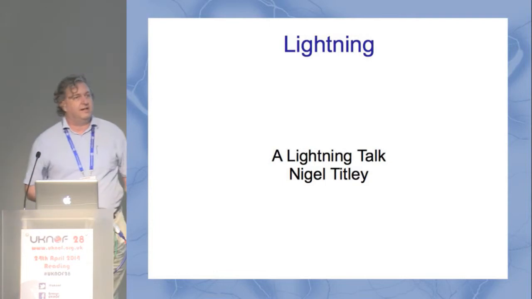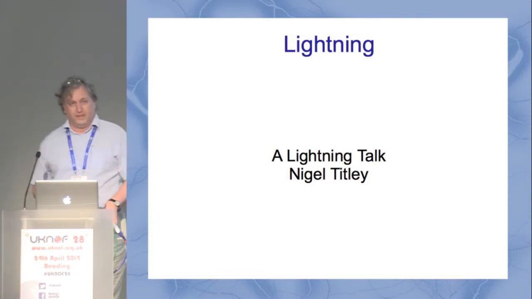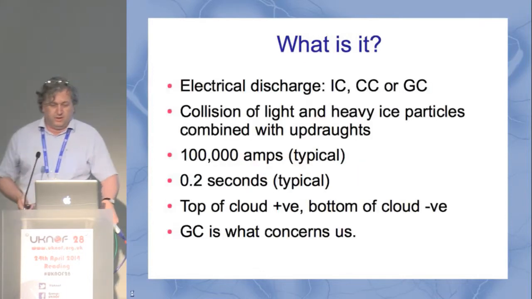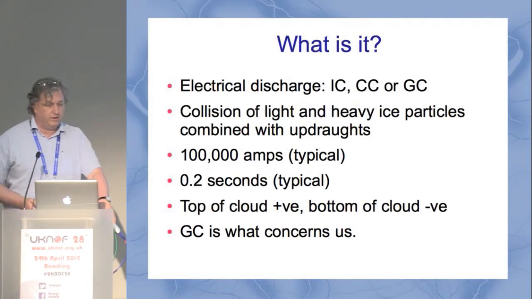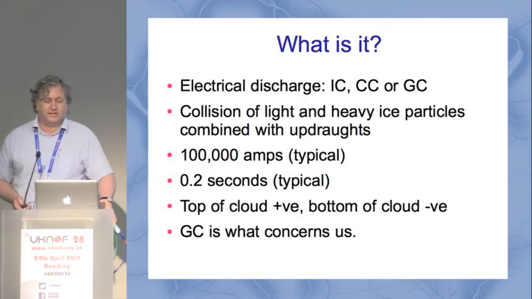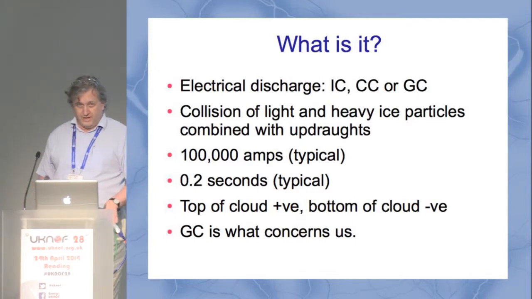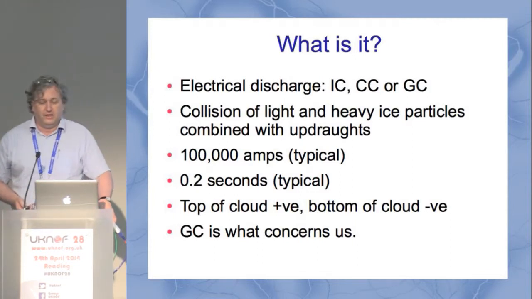Okay, so this is a lightning talk about lightning, basically how lightning's generated, the effects it has on people, things, and electronics. Okay, so what is it? You all think you know what lightning is. It's an electrical discharge. It's of three types: intercloud, cloud to cloud, or ground to cloud. Ground to cloud is the most exciting, and it's the one that really concerns us.